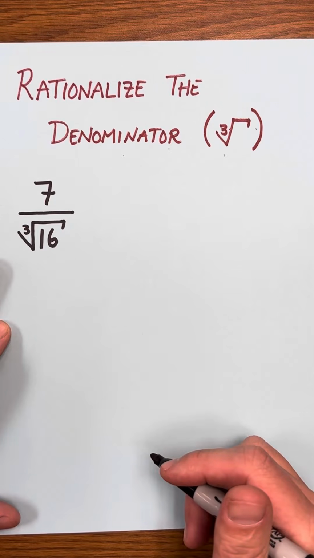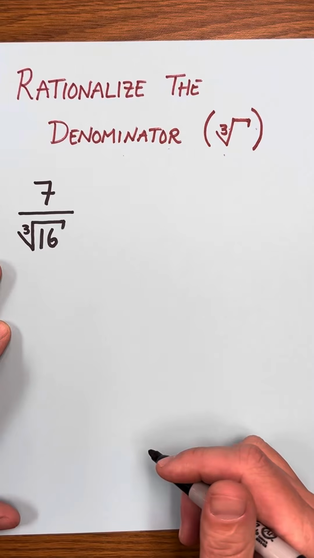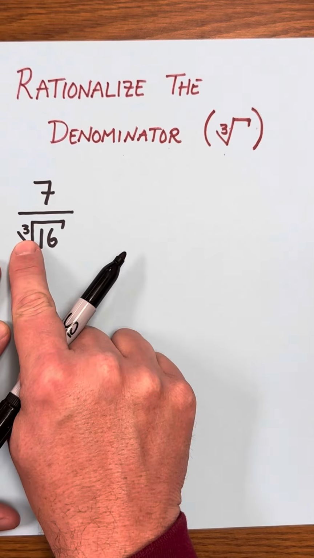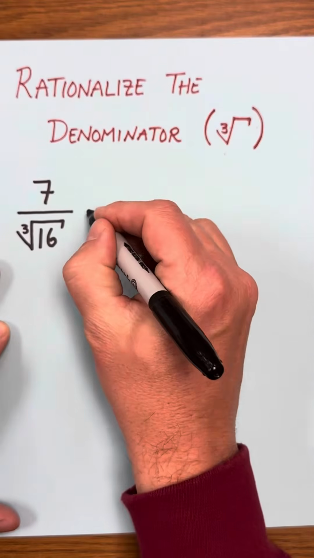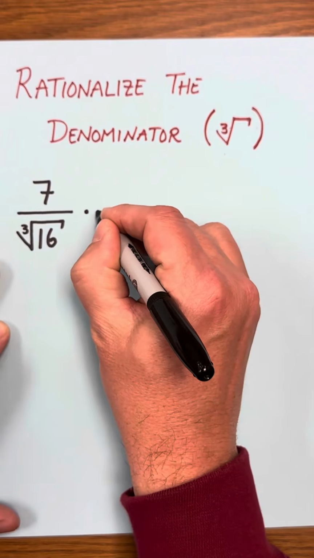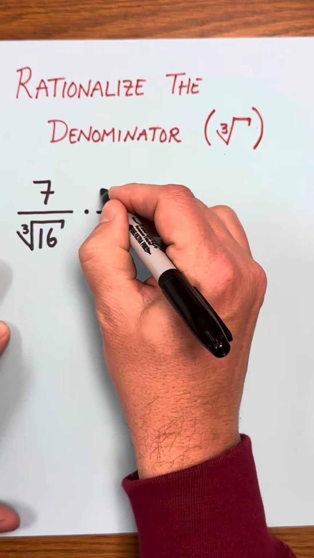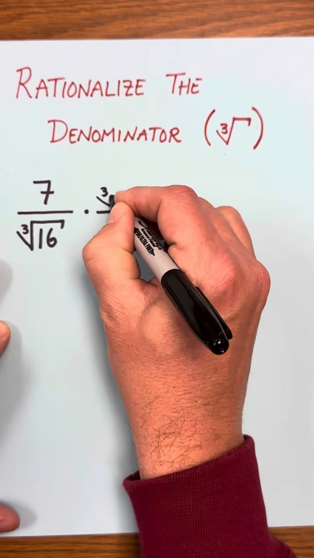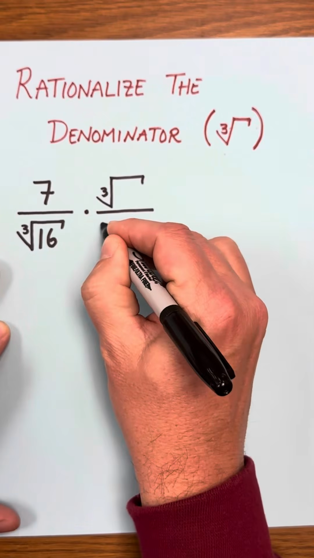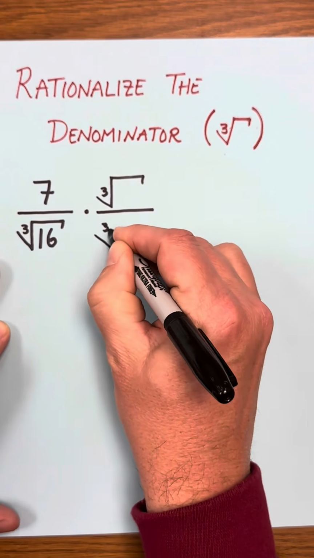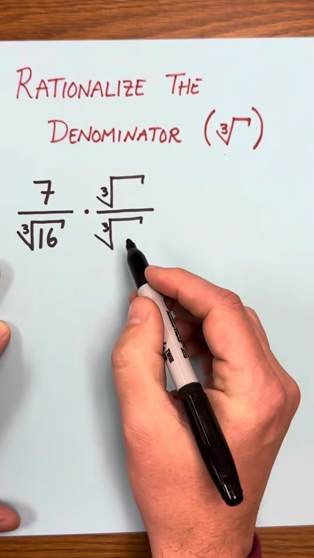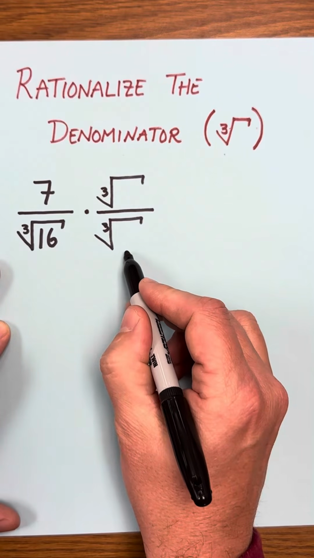Let's rationalize the denominator of a fraction, this time with the fraction involving a cubed root. It's going to be fairly similar to the square root examples. We're going to multiply top and bottom of this fraction by a cubed root radical, but we need to figure out what number to use here.